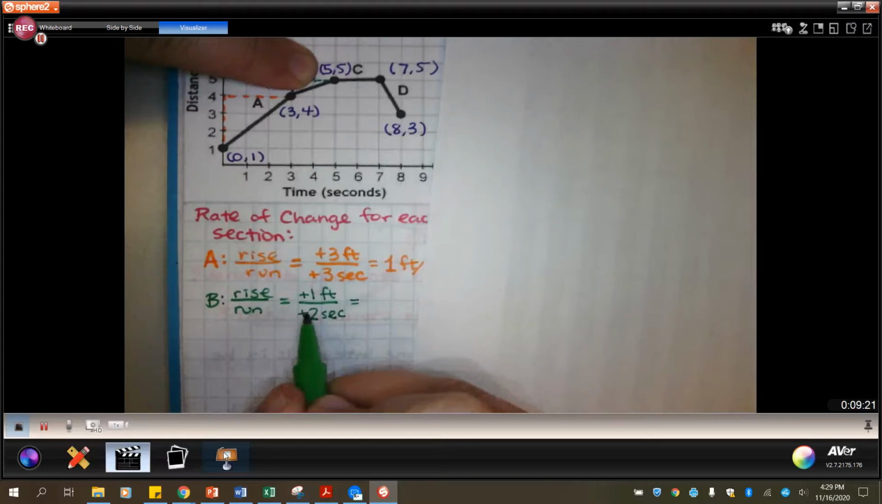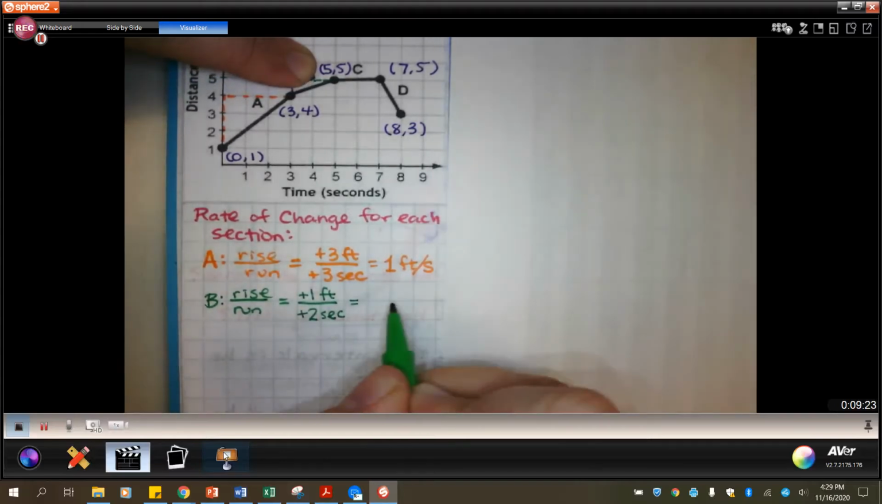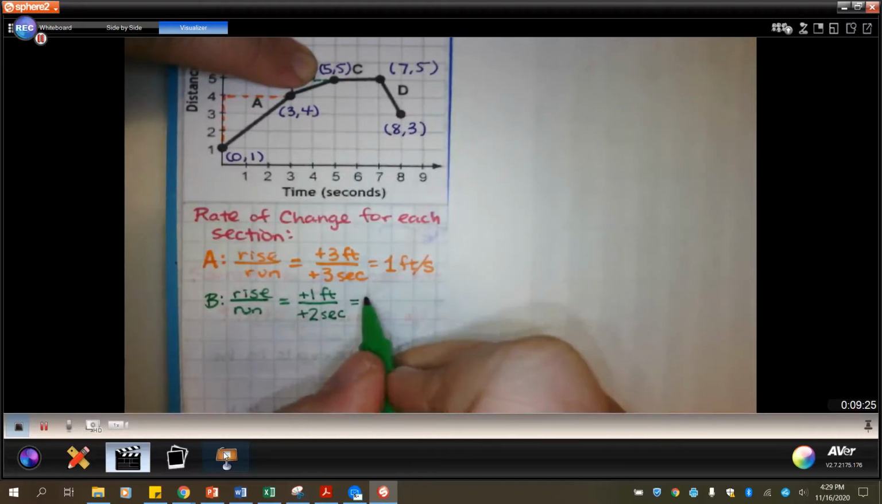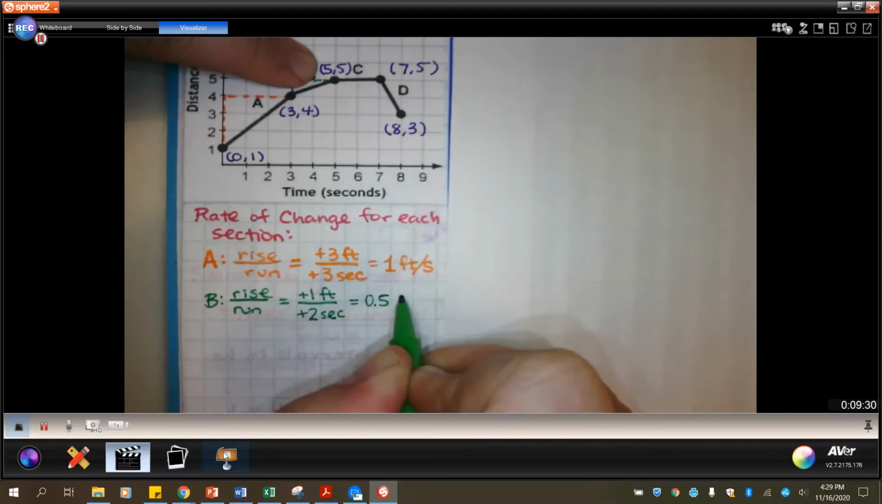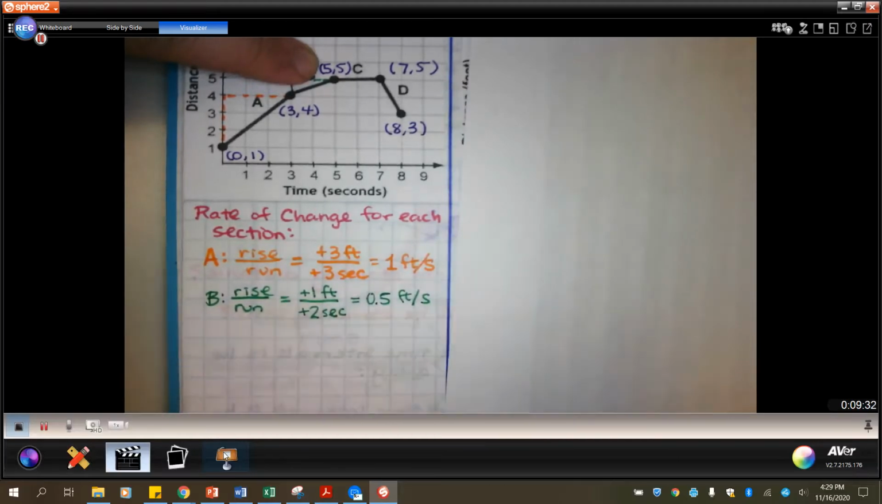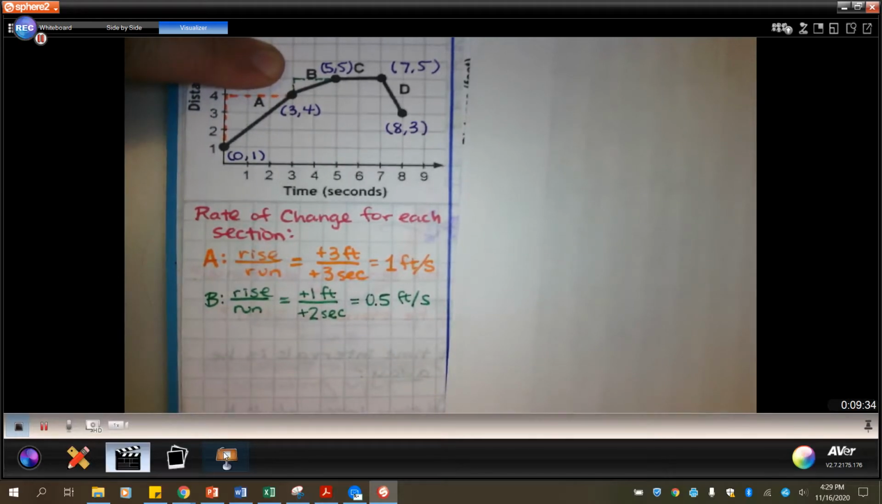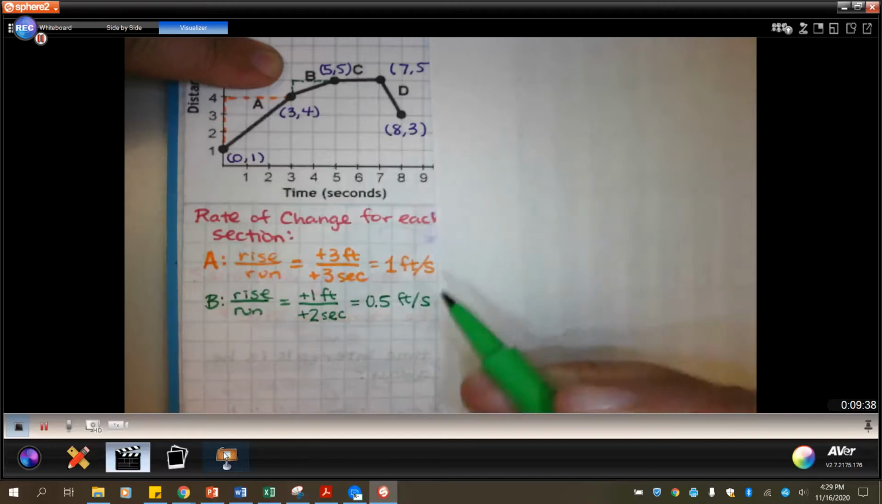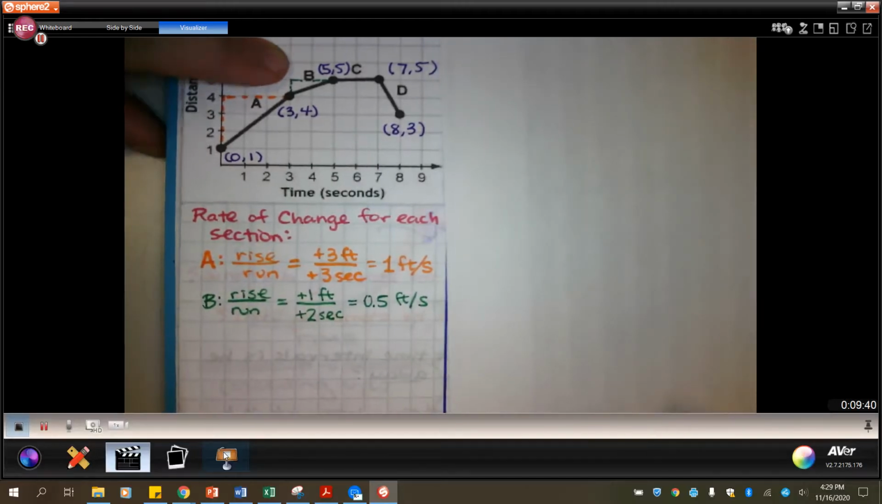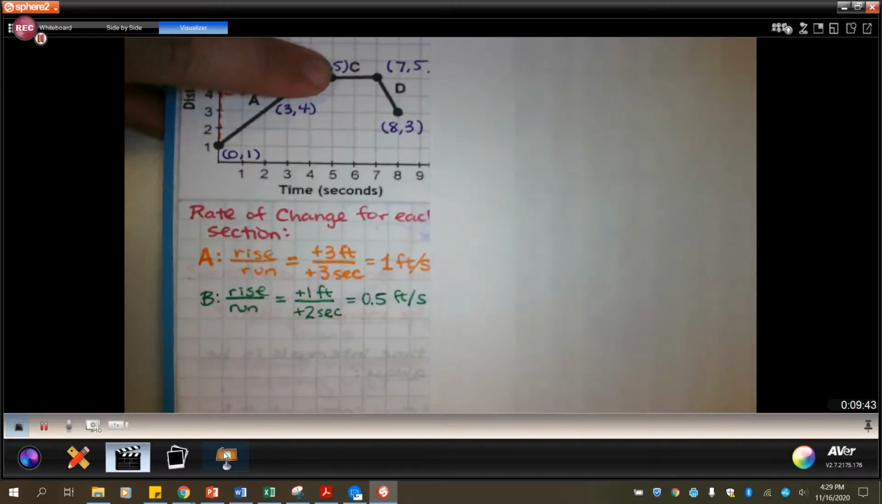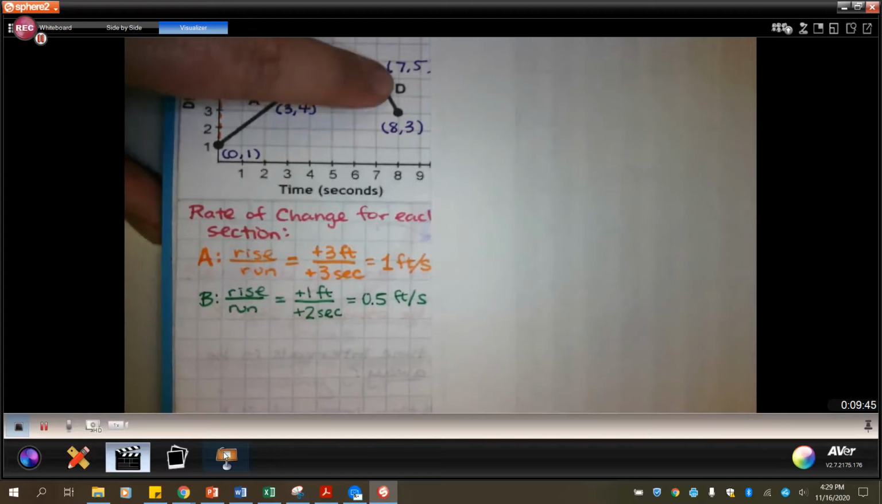And that means 1 divided by 2. You can leave it as 1/2, or you can make it 0.5 feet per second. So they have slowed down because that is less steep, or it has a lower rate of change than A. Okay, now we get into the difficult part. From C, the section C here.